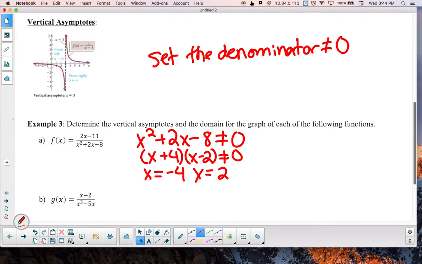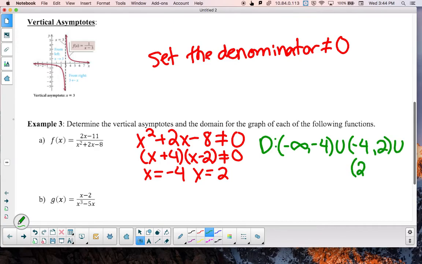Now, this also helps us find our domain, but when we're talking about rational functions, we also need to find all of our asymptotes. So our vertical asymptotes actually help us with the domain. And so we know that our domain is going to be from negative infinity to negative 4 union negative 4 to 2 union 2 to infinity.